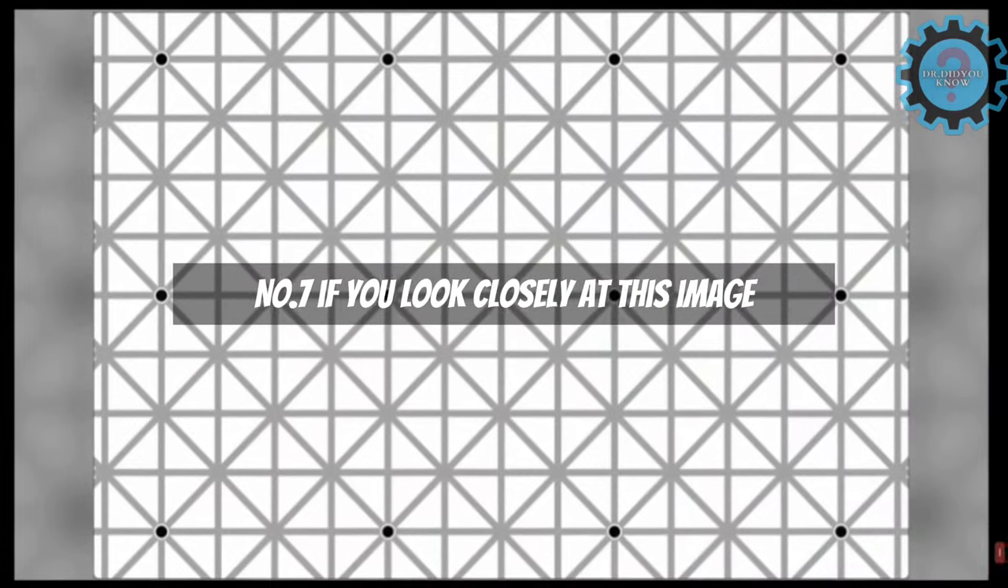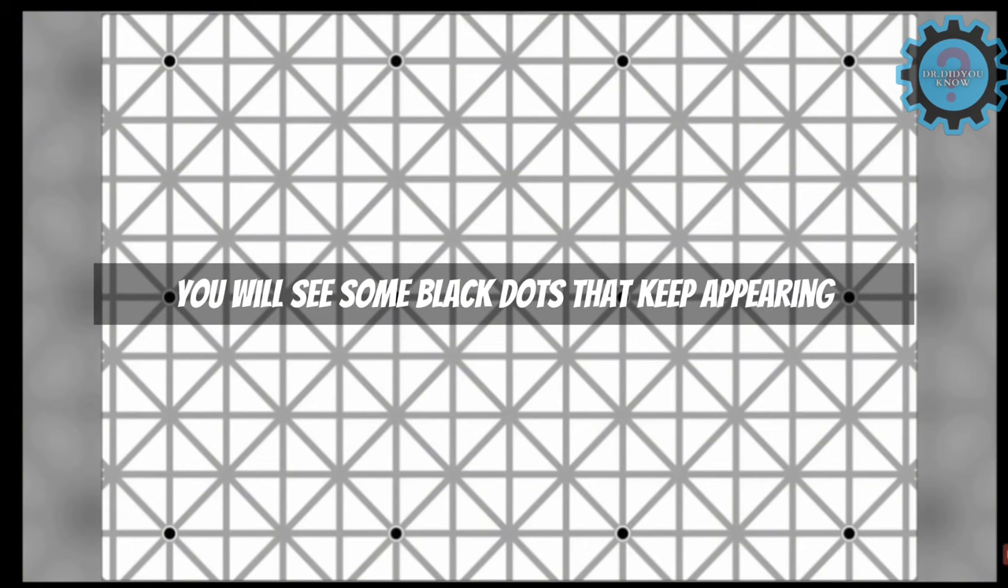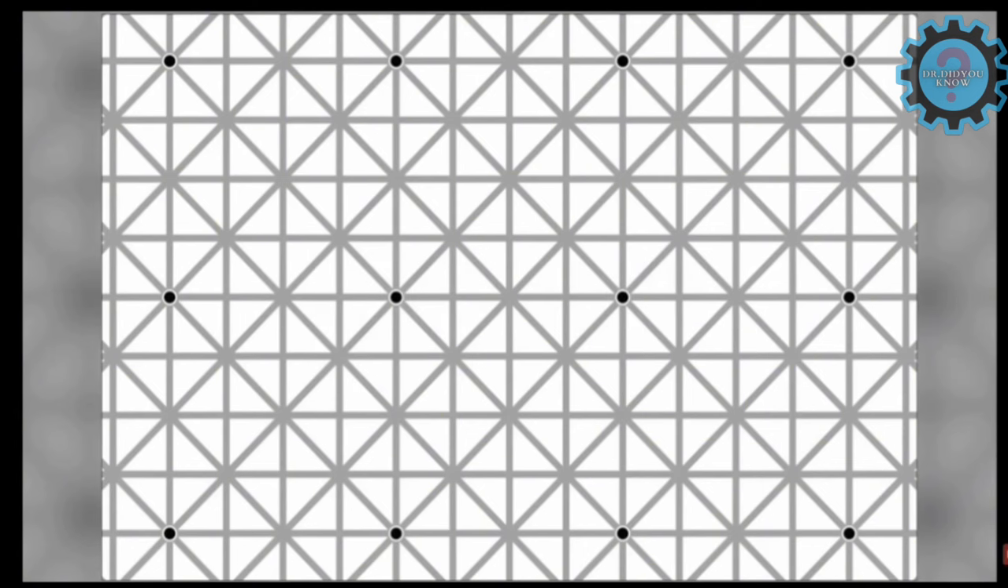Number 7. If you look closely at this image, you will see some black dots that keep appearing and disappearing. There are actually 12 black dots on this image at all times. But for some reason, we cannot see all of the dots at the same time as each other. Try it, I bet you can't.